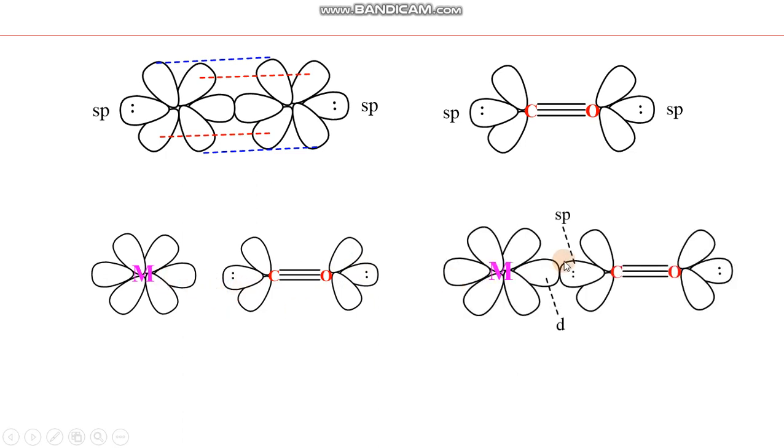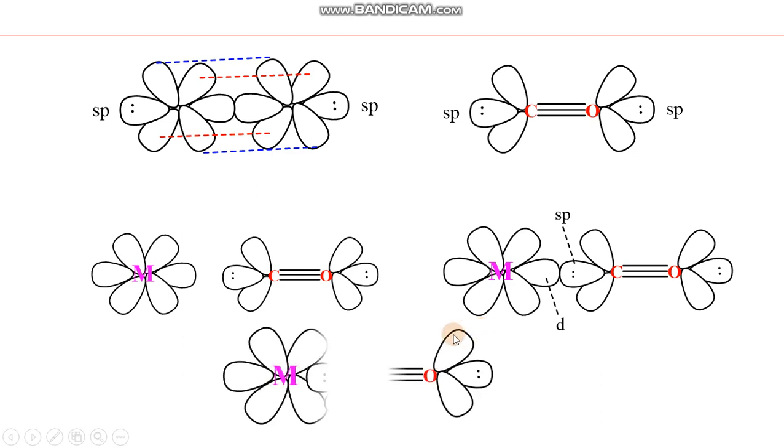So whenever the metal comes closer to carbon monoxide, these two lobes are appropriate to overlap with each other, where this is the d orbital and this is the sp of carbon monoxide, and as a result of d-sp overlapping, a sigma bond will form between metal and carbon monoxide. Let's bring the metal a bit closer to carbon.